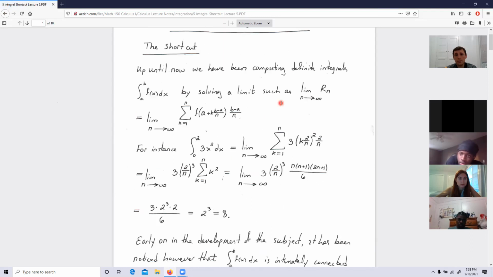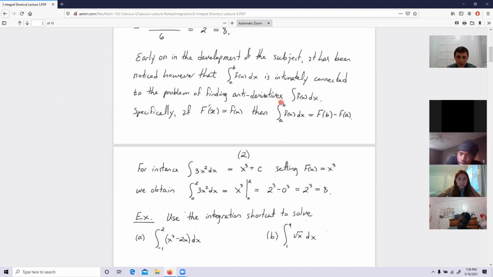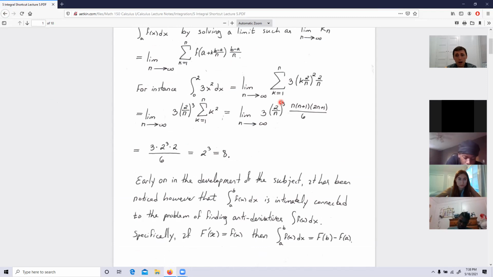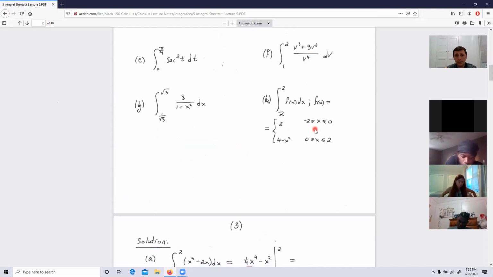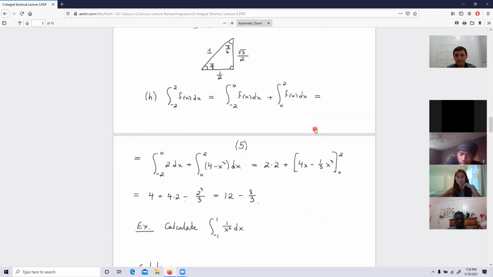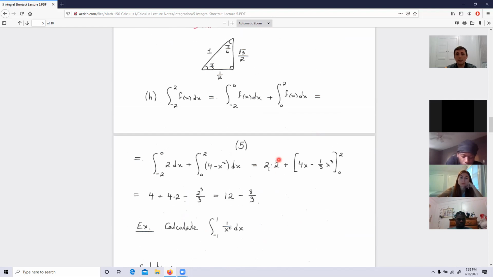Integration shortcuts, guys. This is the shortcut. We have solved those questions before. But here, just to check, could you calculate the integral from minus 1 to 1 of 1 over x squared? What do you think this one is?